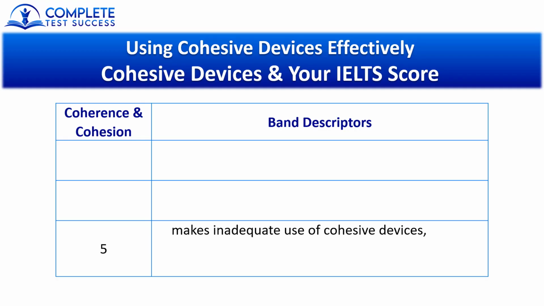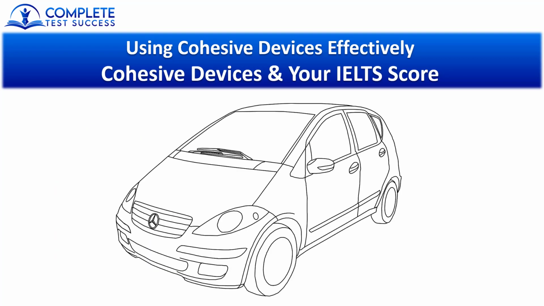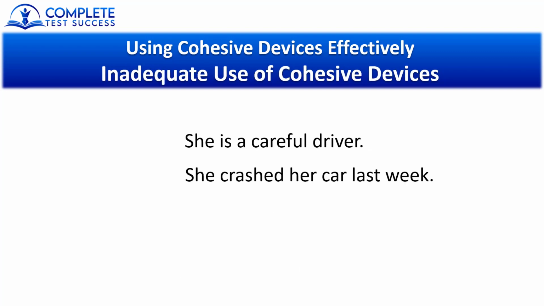So when we talk about making inadequate use of cohesive devices, this might be that you turn left, but you don't turn on the indicator. So you don't let anybody know. Therefore, the drivers around you will be confused. You might cause an accident. So when it comes to cohesive devices, it might look something like this. She is a careful driver. She crashed her car last week.